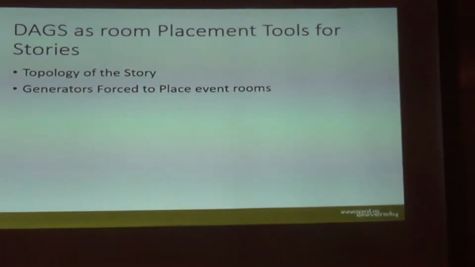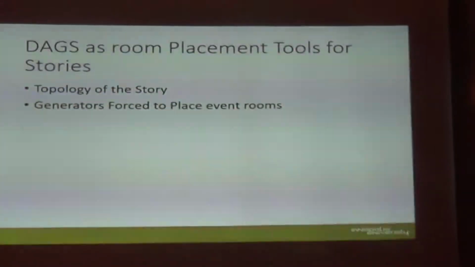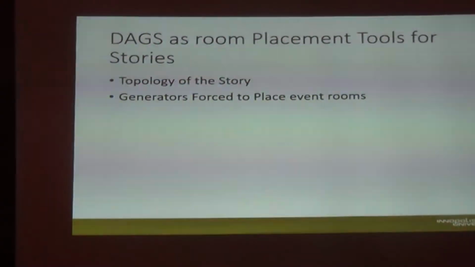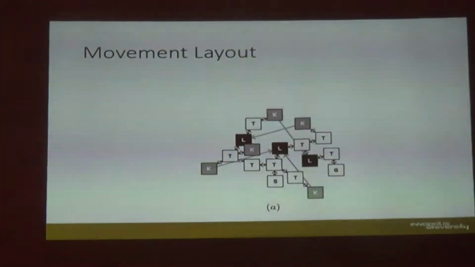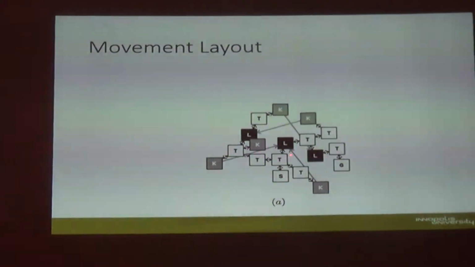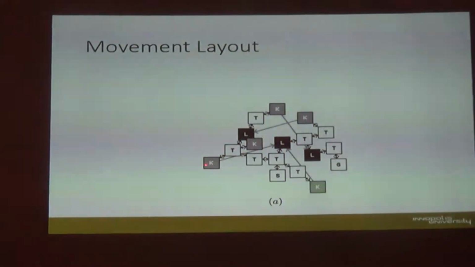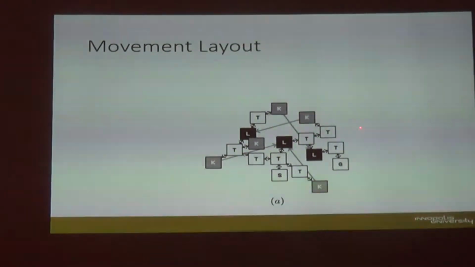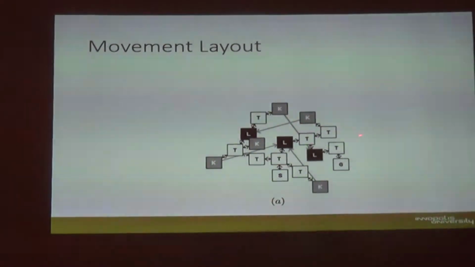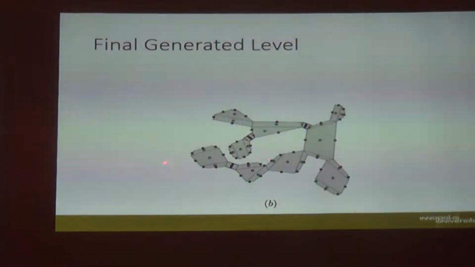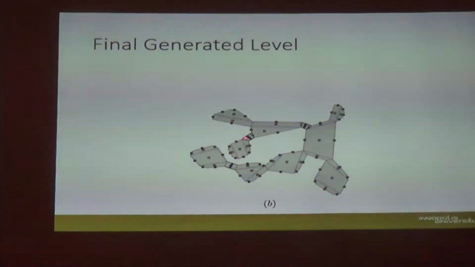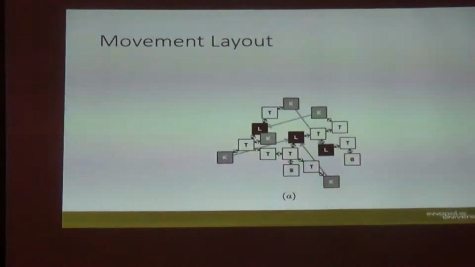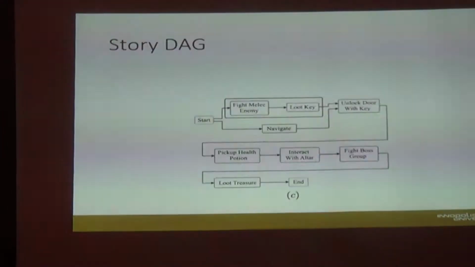Okay, so directed acyclic graphs can also be placement tools for stories within the topology of those levels. So the topology of the story could also be put into these types of room generators. Here is maybe our movement layout. We have some rooms inside here. We have some keys that open locks. And then these are the rooms that are connected through there. Based on how those locks act, we then create a level that meets with that, and you can see that it has these doors that meet with that room layout.